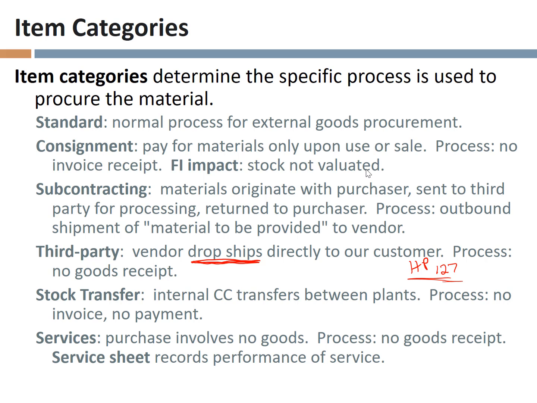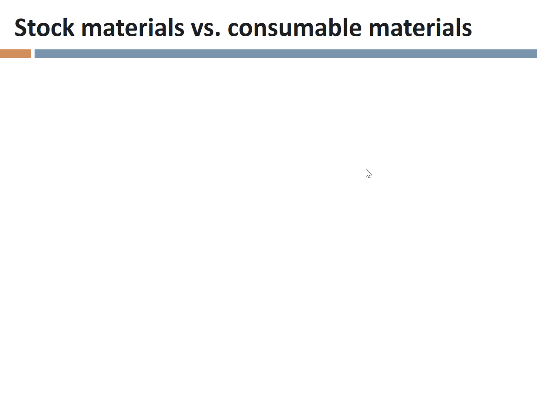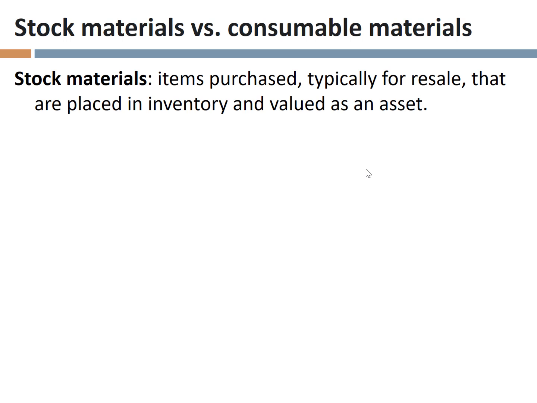All right, so the next concept that we are getting ready to talk briefly about here is one that is very important to us in the context of financial accounting related to materials. And that is the distinction between what are considered to be stock materials versus items that are considered to be consumables or consumable materials.